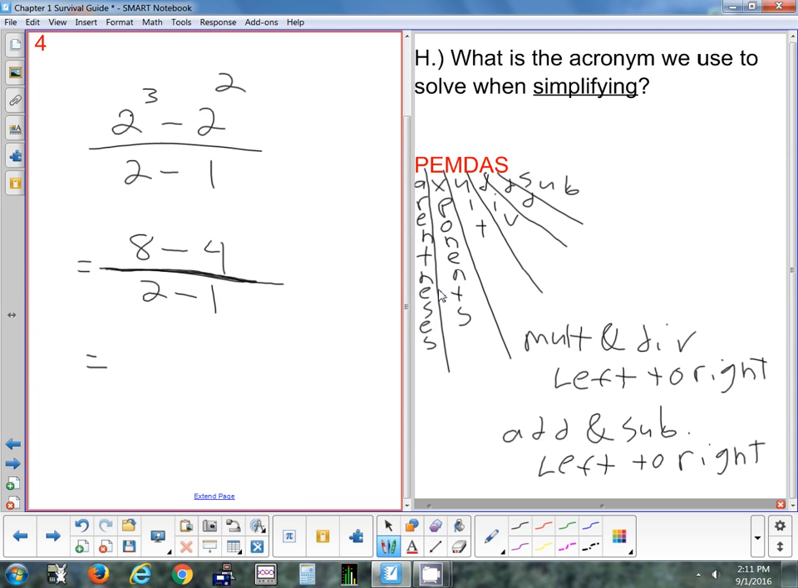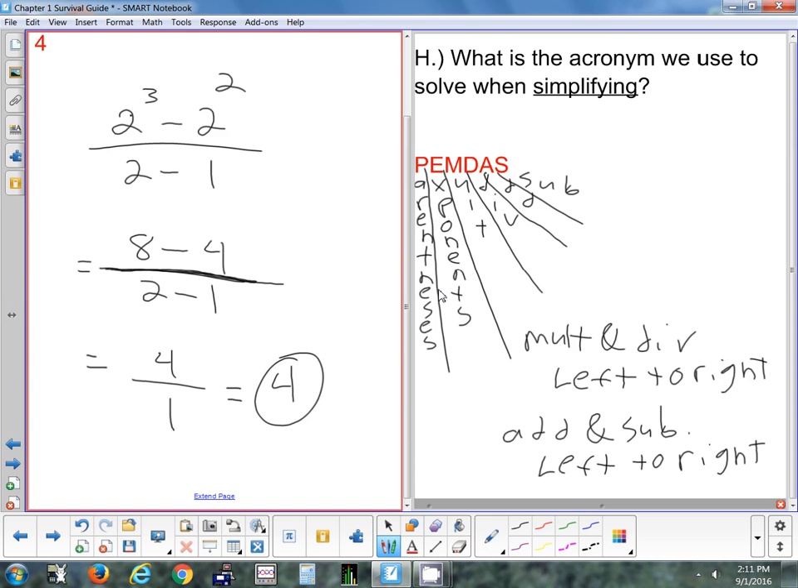Go ahead, Kyle. 4. Good, 8 minus 4. How about when we do what's in the bottom? Yep, 1. You get 2 minus 1 is 1. Now, that's fine. You can leave a fraction as 4 over 1. In fact, a lot of times when we need to make a number a fraction, that's how we do it. We put it over 1. But if you take 4 and divide by 1, what does that really simplify to? Perfect.